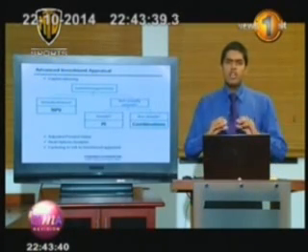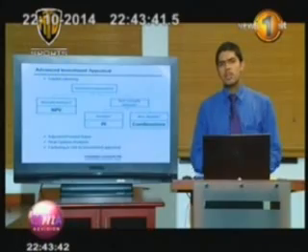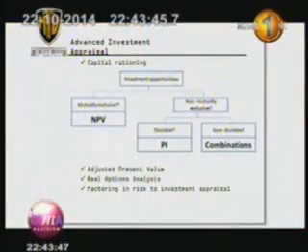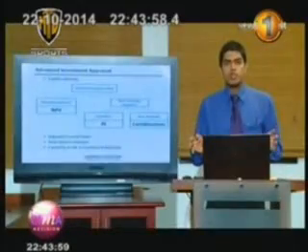Now, when you have to make a capital rationing decision, there are a couple of questions you have to ask yourself. Number one, is this project mutually exclusive? In other words, if I have project A, B and C, if I do project A, then can I not do project B and C? So if you do A, you can't do B and C. That's a mutually exclusive project.